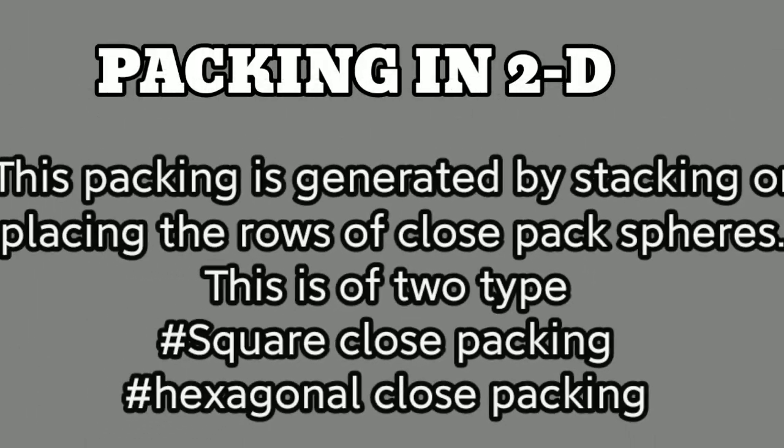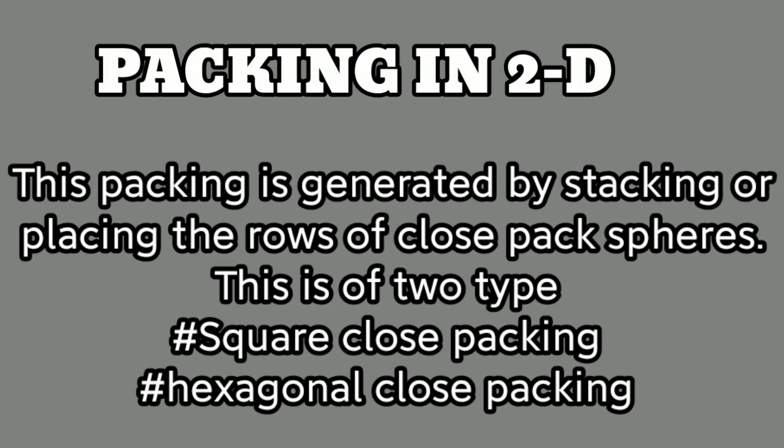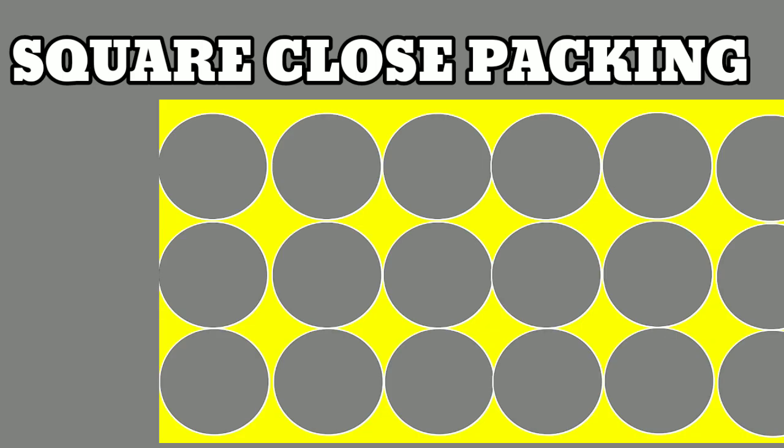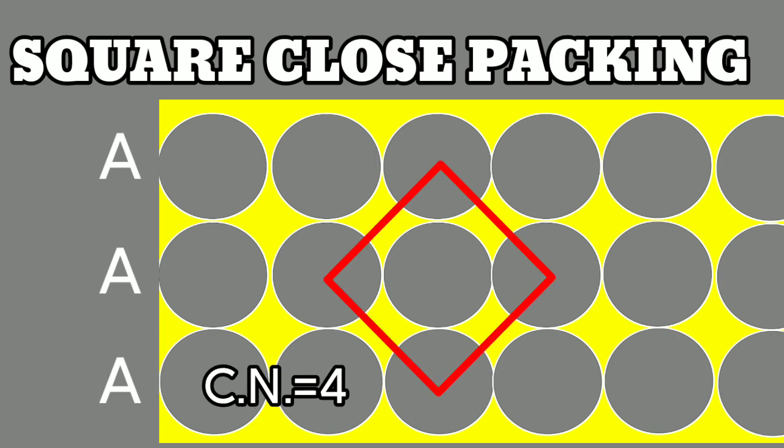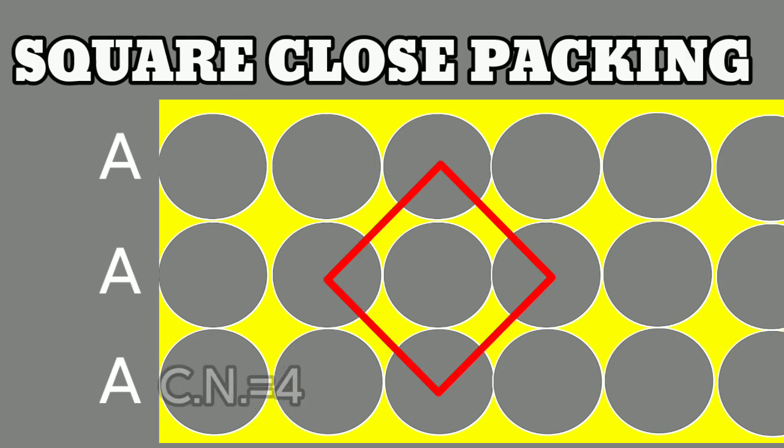Packing in 2D. This packing is generated by stacking or placing the rows of close packed spheres. This is of two types: one is square close packing and the other is hexagonal close packing. Square close packing. The second row is placed exactly above the first row, and this is aligned horizontally as well as vertically. This form is AAA type and its coordination number is 4. It forms a square, so it is called square close packing.